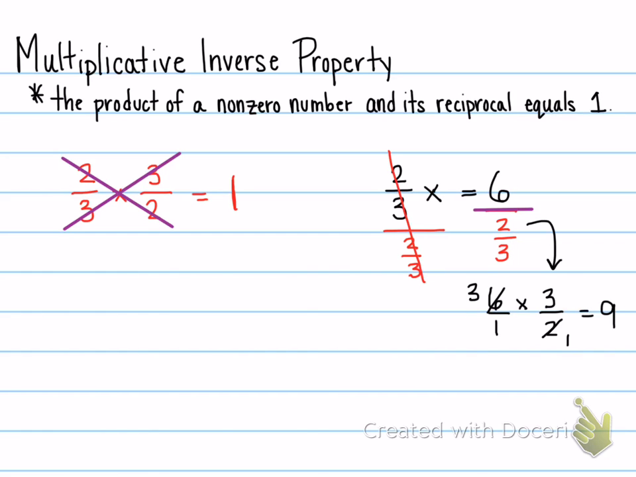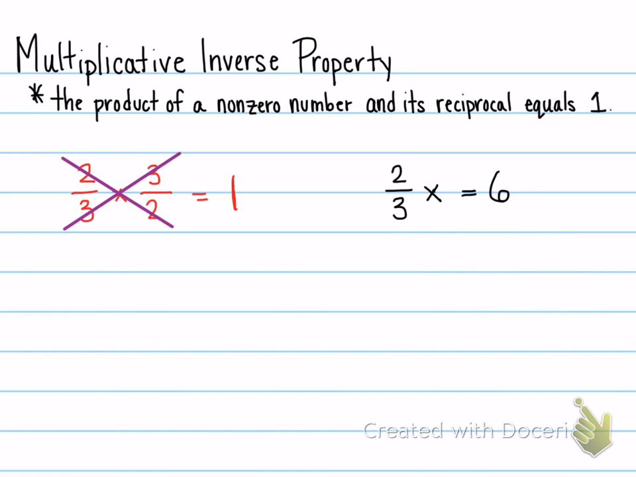The multiplicative inverse property is a shortcut for this situation. So let's go back, and now I want you to actually start writing on your notes. Let's go back and look at our original problem. When you have a fraction multiplied to a variable, to get rid of that fraction, you can use the multiplicative inverse property and multiply by the reciprocal.